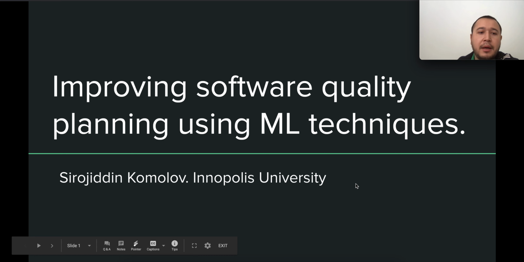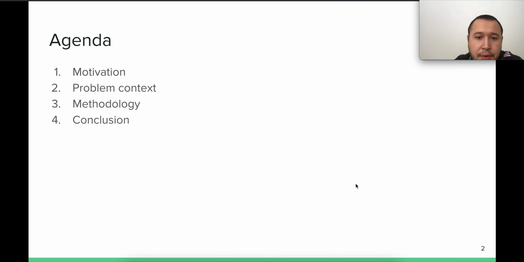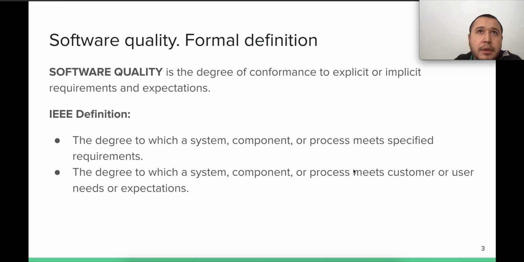Hello, everyone. My topic is improving software quality planning using machine learning techniques. Our agenda today is: I will talk about motivation, the context of the problem, the methodology that I will suggest to solve the problem, and the conclusion. Okay, before moving on to the main topic, let's talk about software quality.